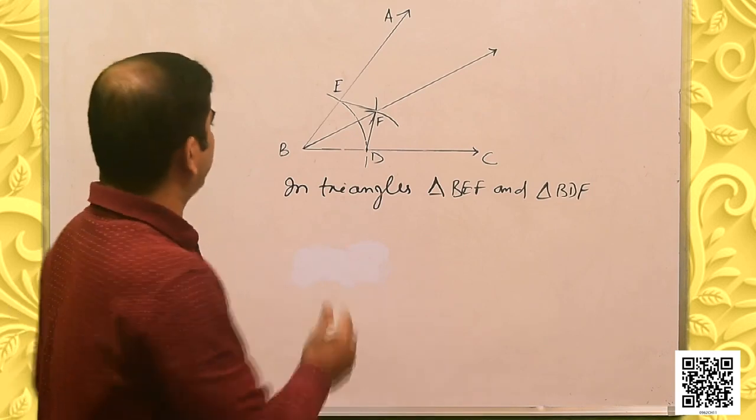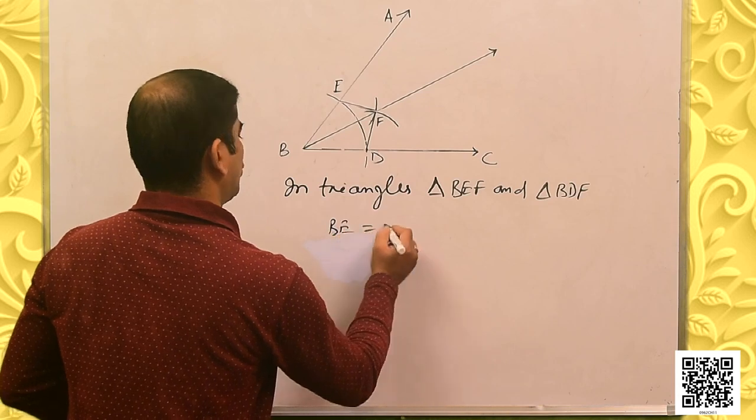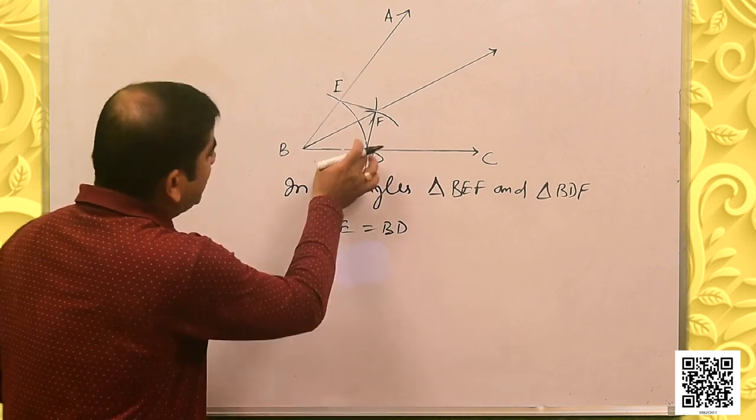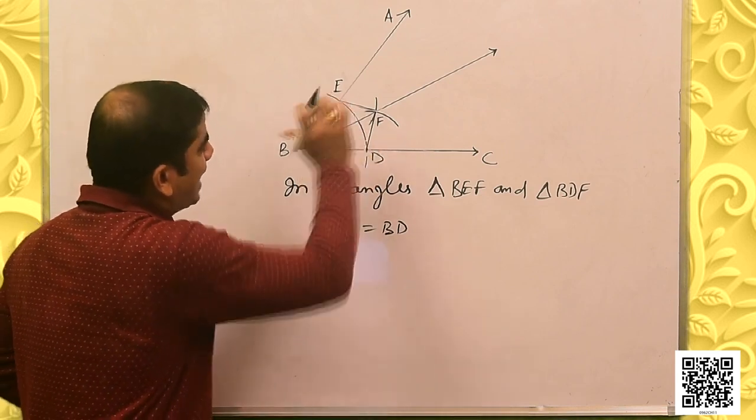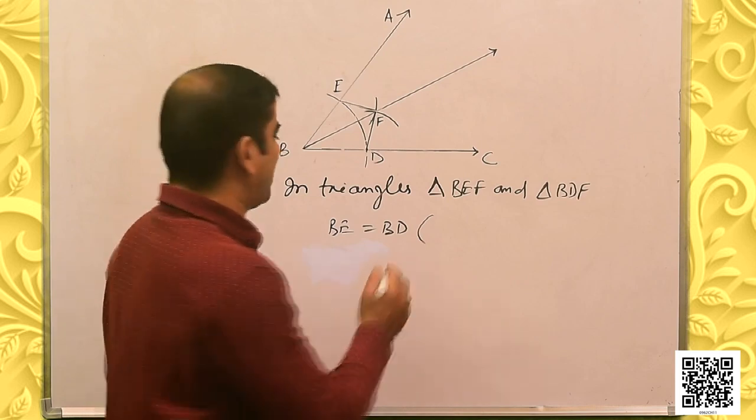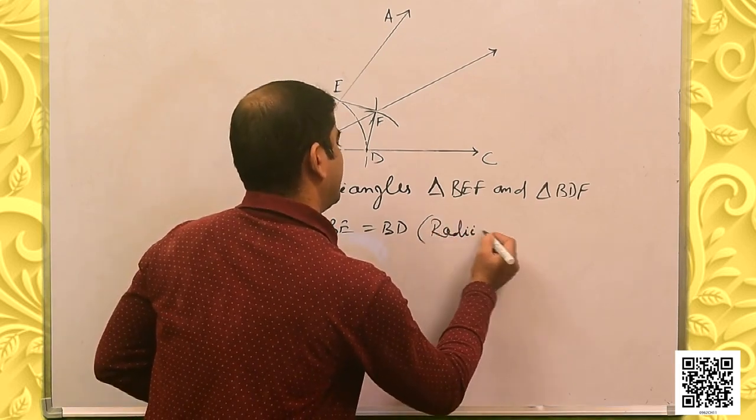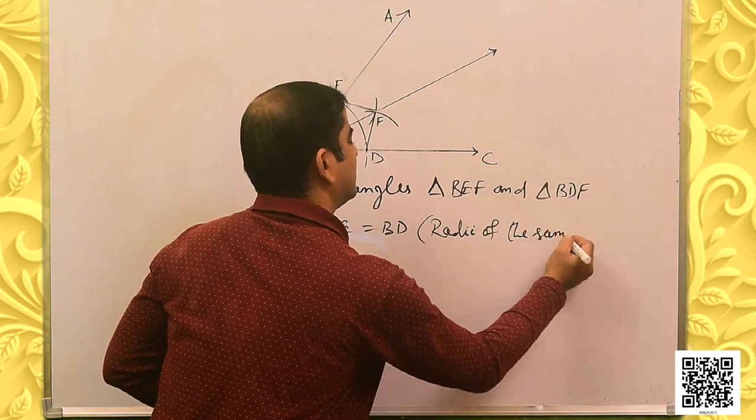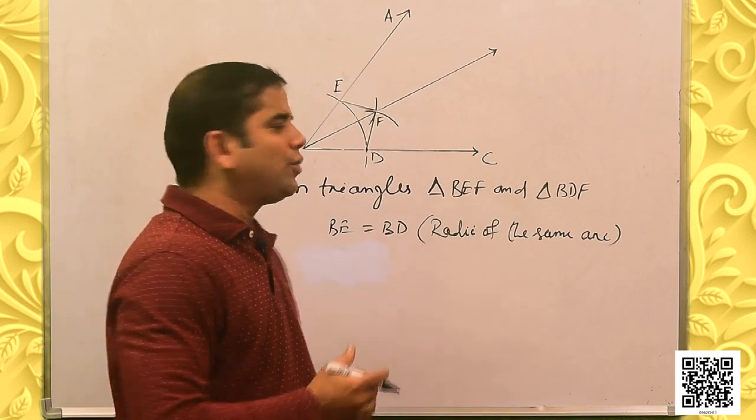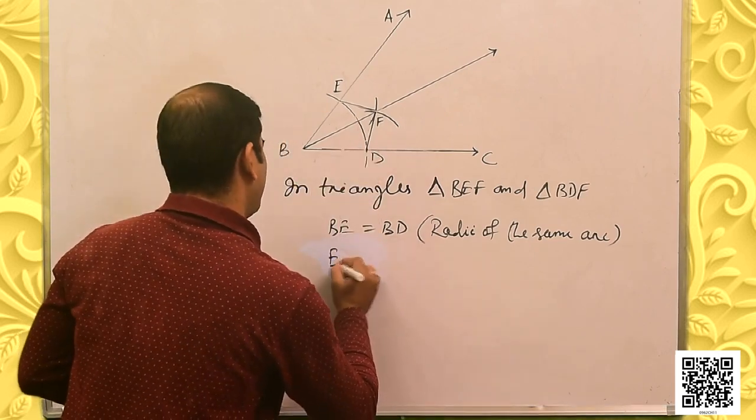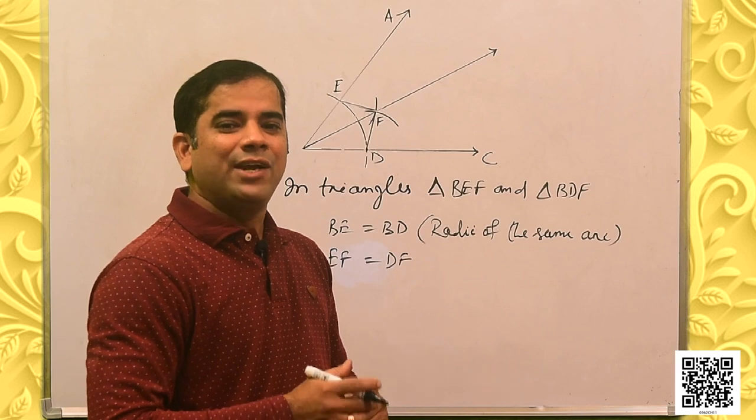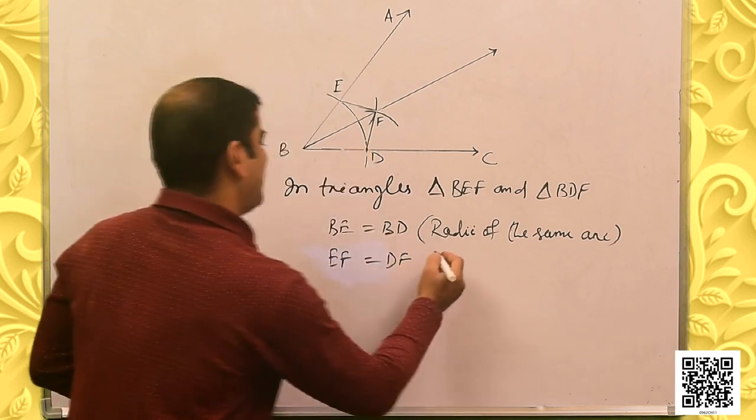BE is equal to BD. Why? BE is equal to BD because these points lie on the same arc and they are the radii of the arc DE. So they are actually the radii of the same arc. Fine. Again, EF is equal to DF. Why? Because they are arcs of equal radii.